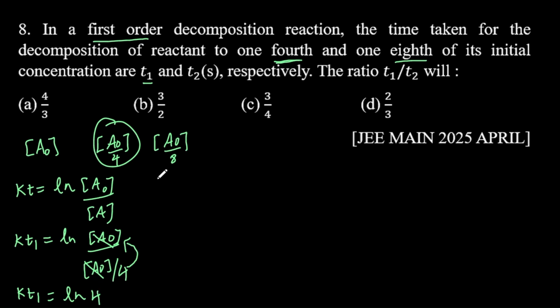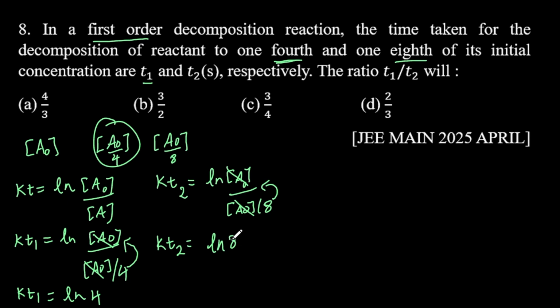In a similar way, we can write for the 1/8 concentration, KT2 is equal to ln of A naught divided by 8. So the A naught will get cancelled. 8 will go to the numerator. So KT2 is equal to ln 8. So let us divide these two equations. KT1 equal to ln 4. So you have to divide this by the second equation, KT2 equal to ln 8.